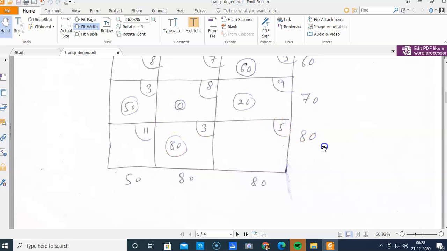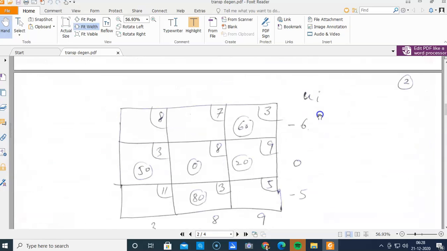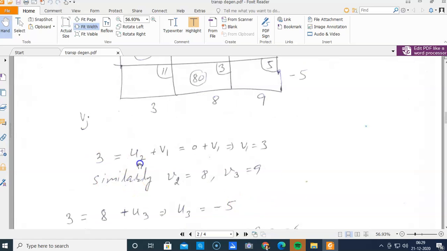The next step is just to go for optimality and compute the ui's, vj's, and so on. Just see now here. This was the table, and 0 was allocated here. Now, if I take this u2 as 0, this will help me to find out all of v1, v2, v3 at once by using the formula Cij is equal to ui plus vj.